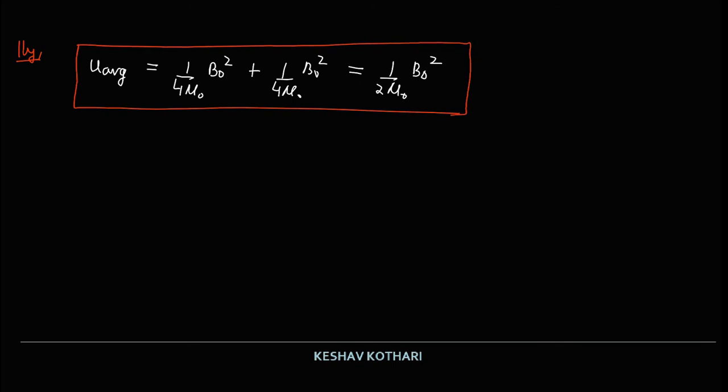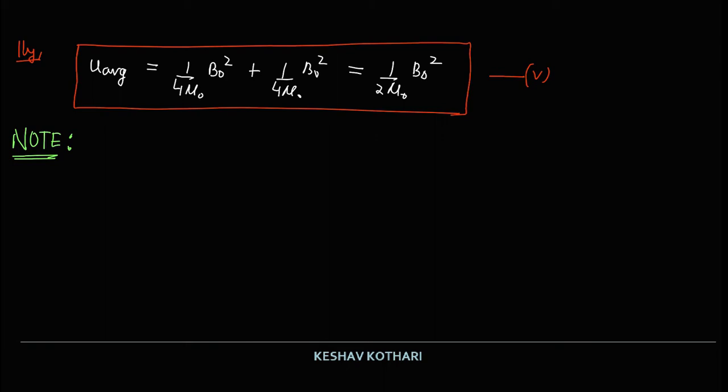To obtain this we have just substituted E naught is equal to C B naught, and the other term epsilon naught is equal to 1 by mu naught C square. If we do these two substitutions, then we get this fifth equation. Now from the two equations that we have attained, the fourth and the fifth, one big note can be written over here, that the value of average electric energy density is equal to the magnetic energy density.